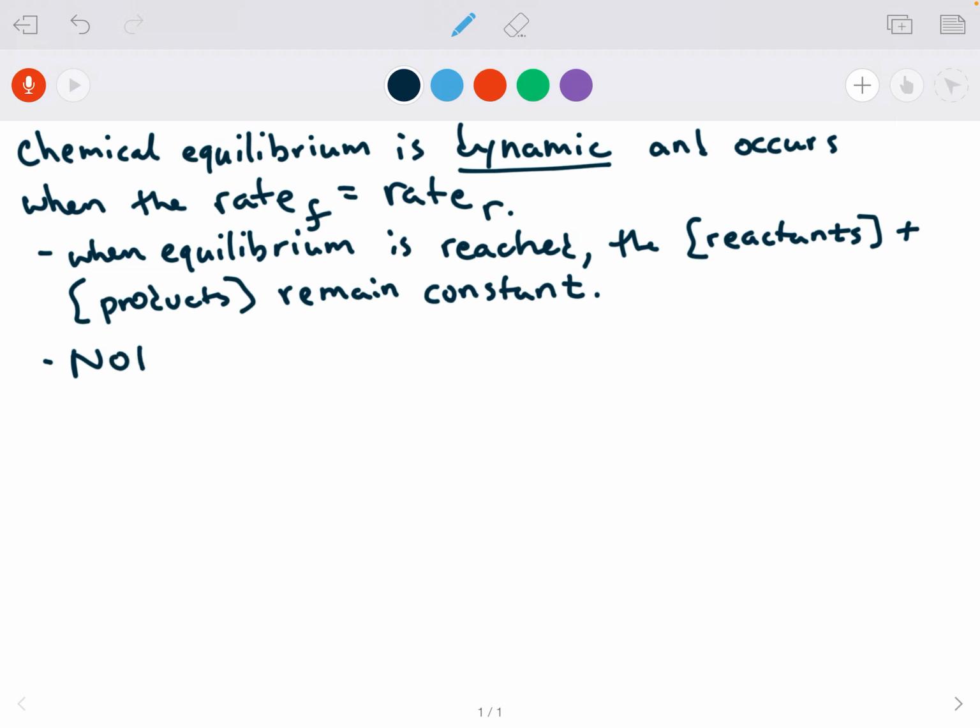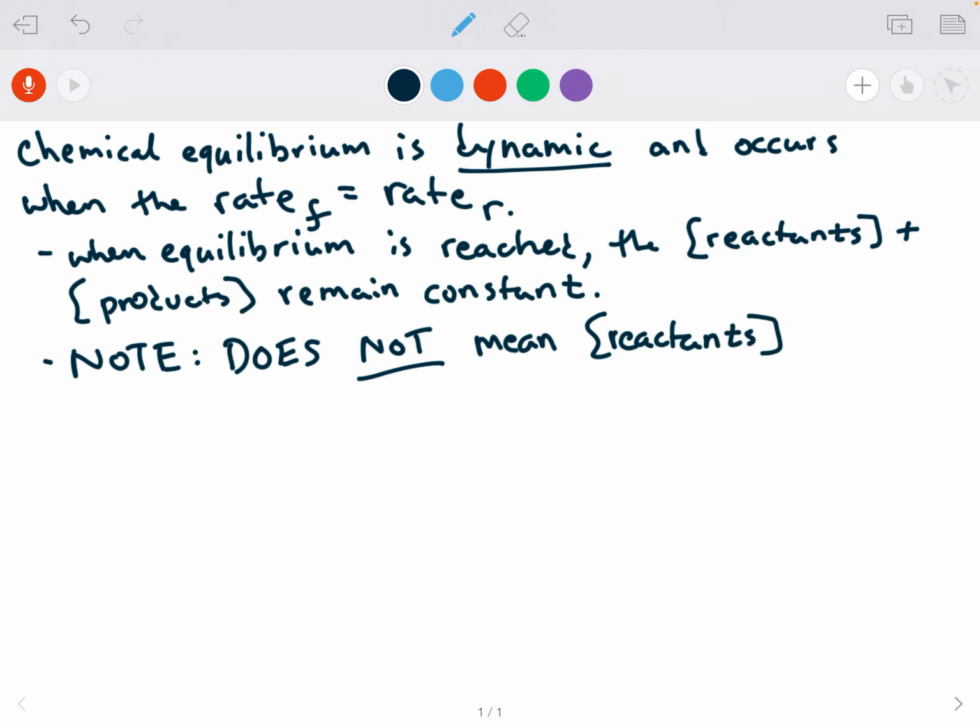Note here, it does not mean that the concentration of reactants is equal to the concentration of the products. Just because something is at equilibrium and the rates are the same, that does not mean that their concentrations are the same. And we'll see that in an example in a little bit.